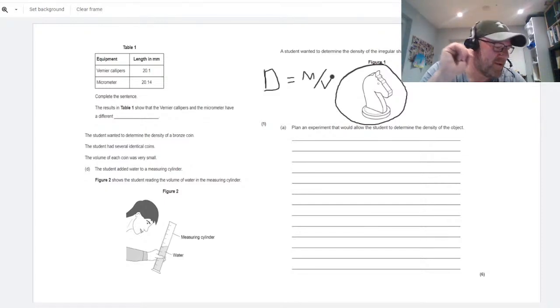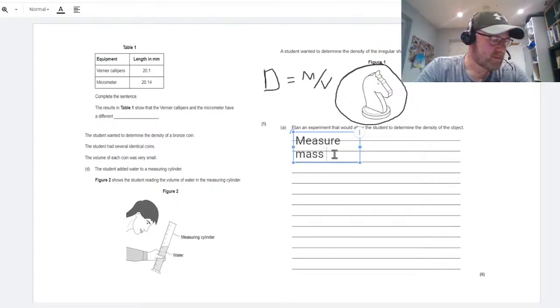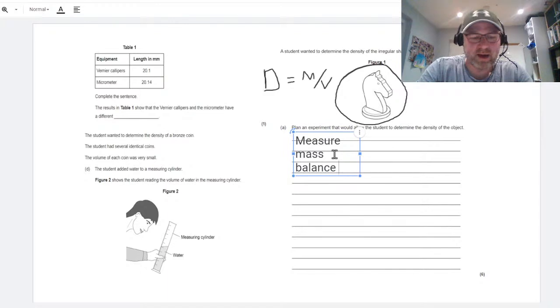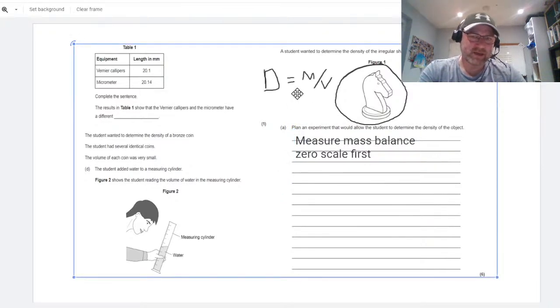Now we want to know, how will you measure the mass? I'll do the specific heat capacity one in a sec. How do you measure mass? Yeah, nice, a flat pan balance. So measure mass, balance. You might want to say zero the balance first, then put it on and measure the mass. You've done the equation, you've done that, you've scored 2 marks.